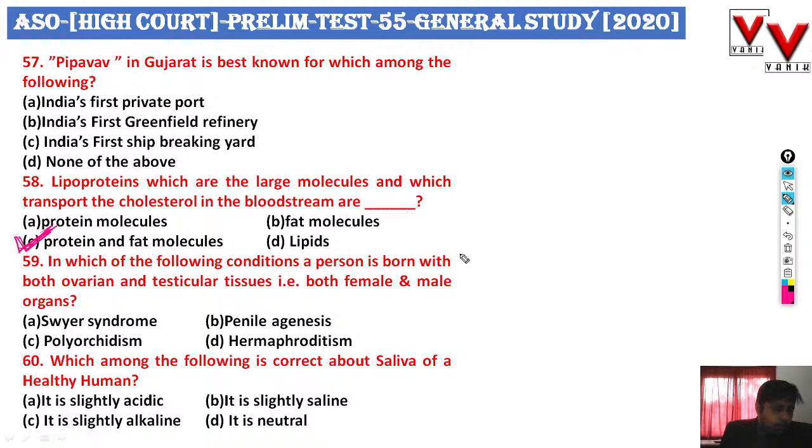Question 59. In which of the following conditions is a person born with both ovarian and testicular tissues, that is both male and female organs? The condition is called hermaphroditism, in which both ovarian and testicular tissues are present. So that's a kind of disorder. So 59 has answer as option D.